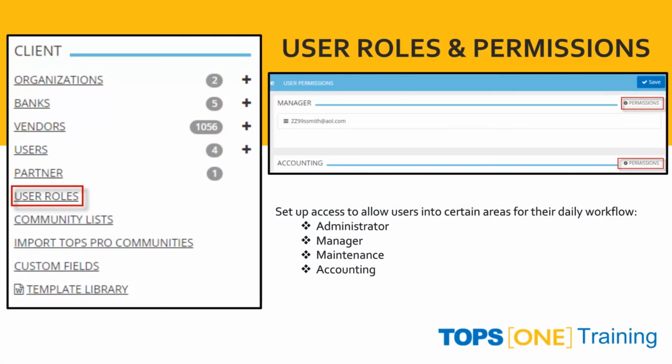User roles and permissions are determined and specified basic to the system. Think about their security from the highest level you wish to give, not the lowest. The TOPS 1 system comes with predefined roles, 4 specifically: administrator, manager, maintenance, and accounting. All other roles can be determined by you.